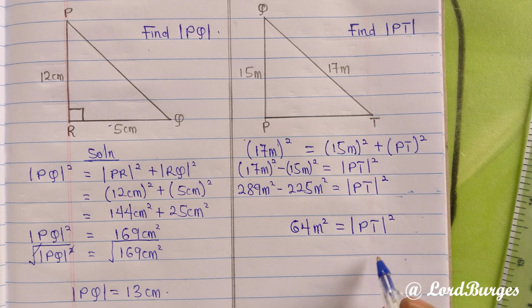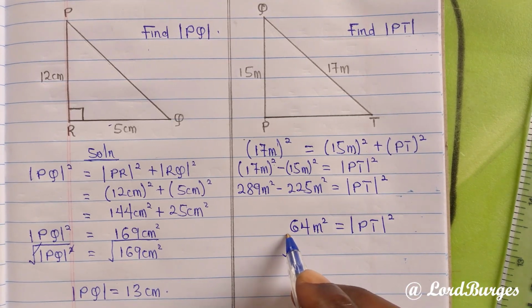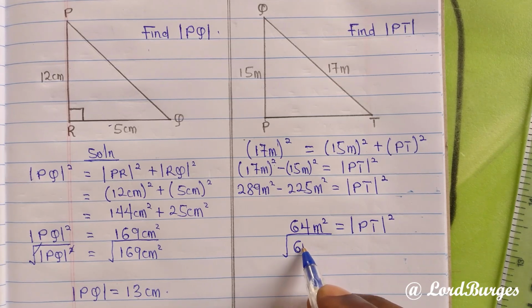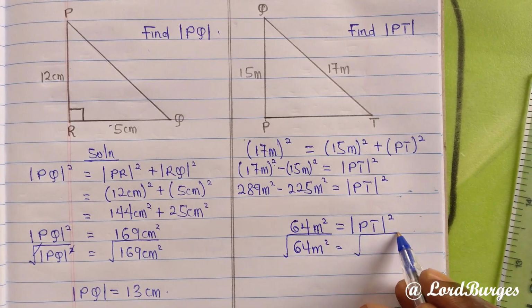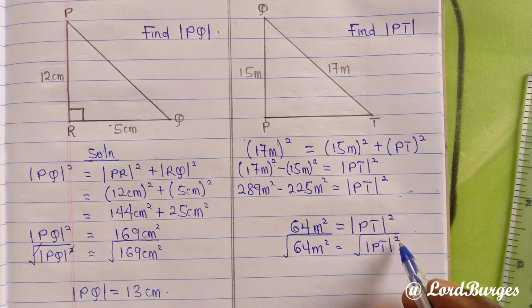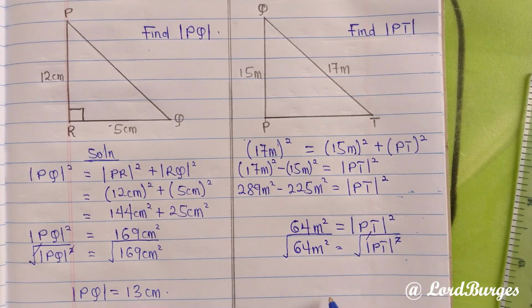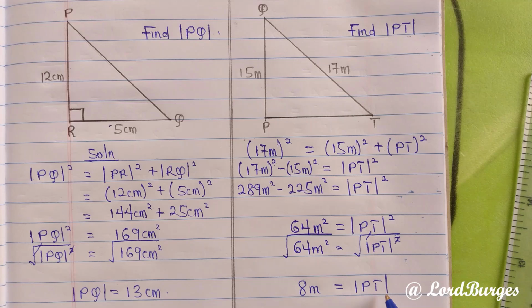So if we want to do away with the squares, we need to root both sides. So we have root of 64 meters squared is equal to root of PT squared, such that this cancels that. Therefore, root of 64 is 8 meters, equal to the length PT.